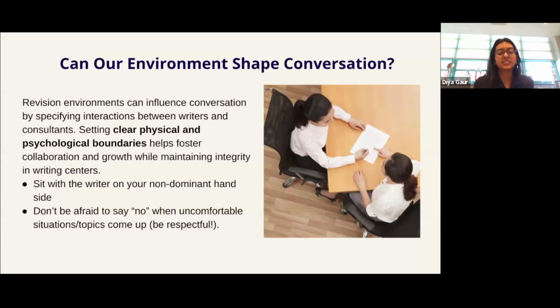And at the end of the day, having a positive revision environment isn't so much about the physical space, but also about the trust and collaboration that we build with the writers. When writers feel safe, respected, and valued, they're more willing to engage deeply with the revision process.